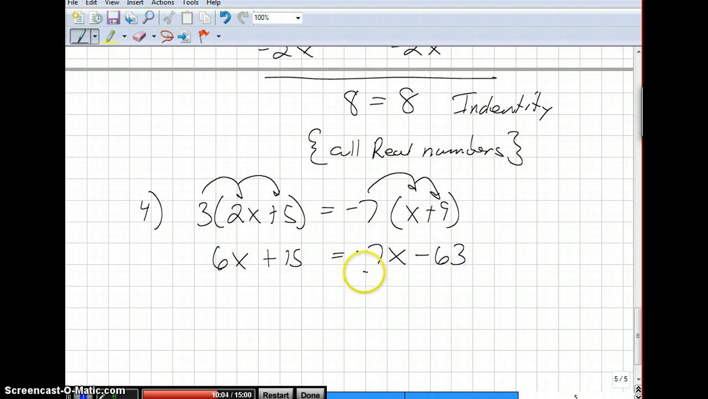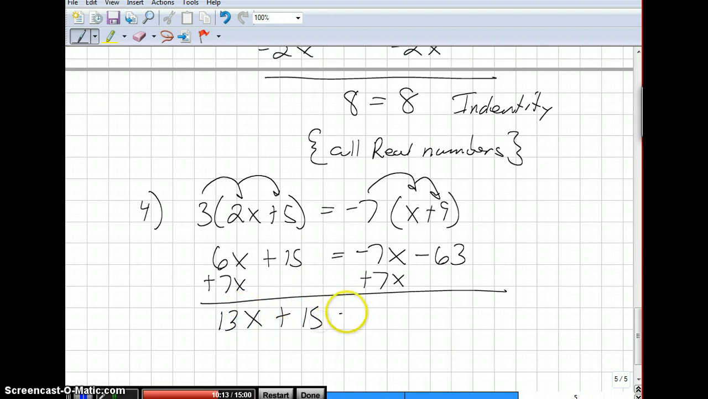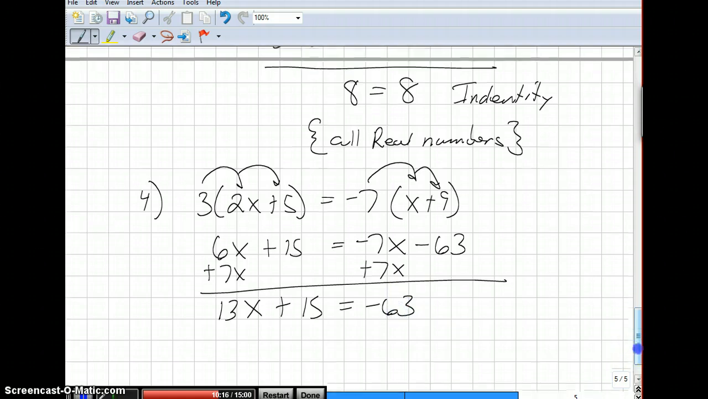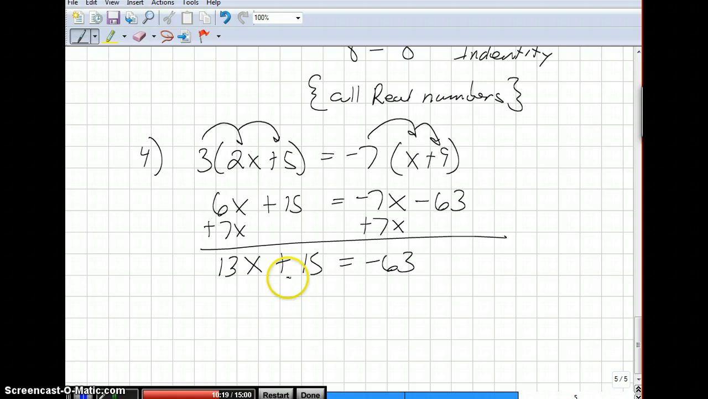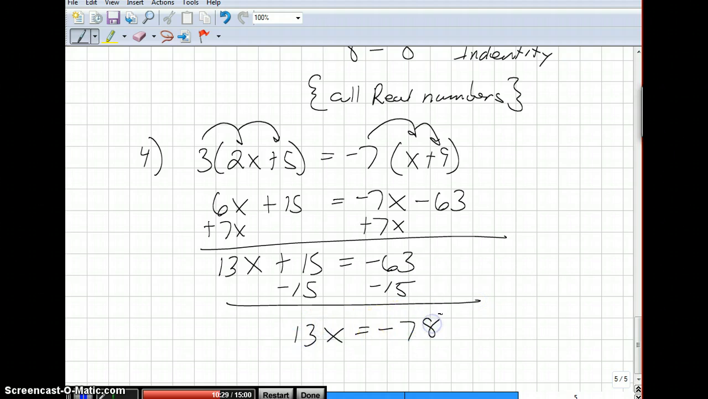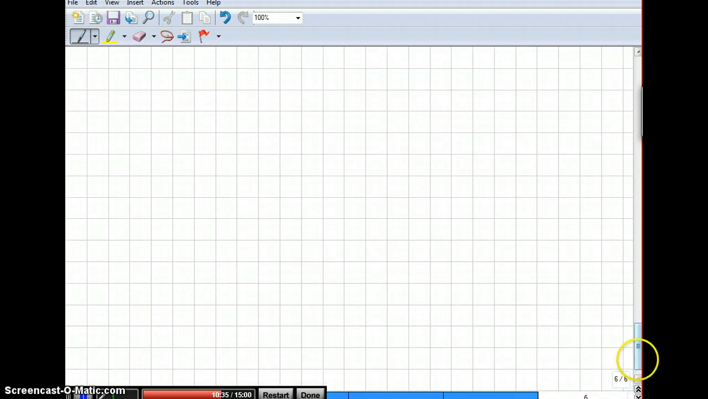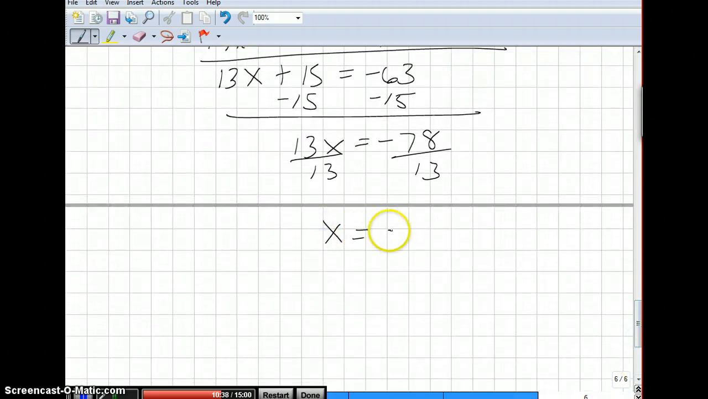Move all our x's to the left side, so we're going to add 7x to both sides. That gives us 13x plus 15 equals negative 63. Move the 15 to the other side, because remember our goal is to get the x's all by themselves. And then divide everything by 13. So x is going to equal negative 6. So negative 6 is our solution. It's the one value of x that will make it true.